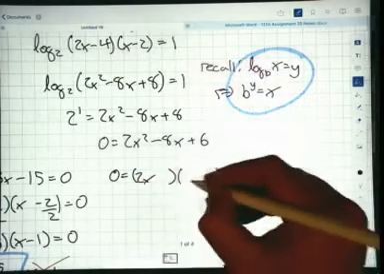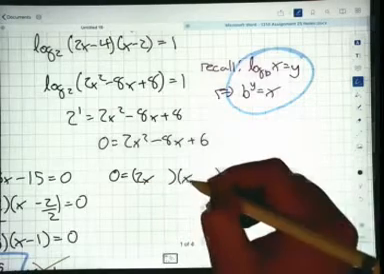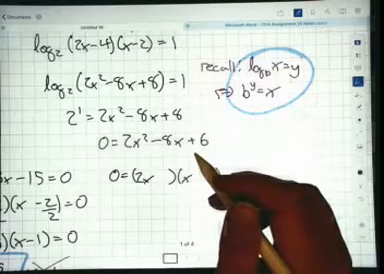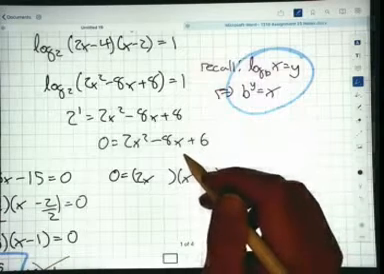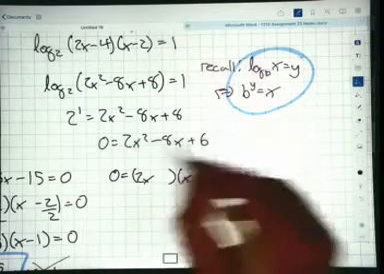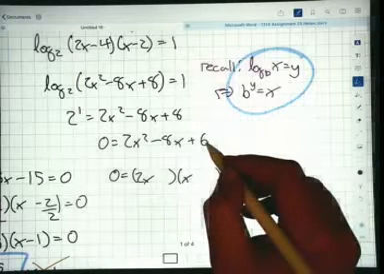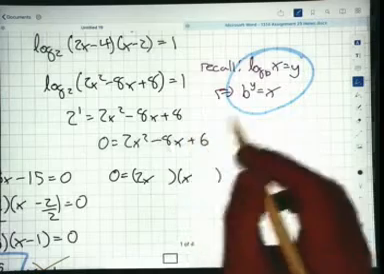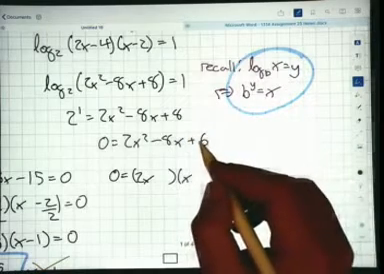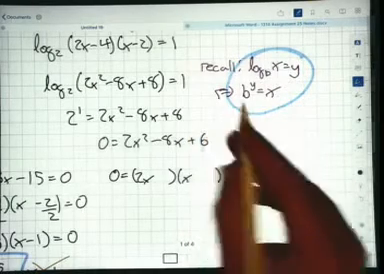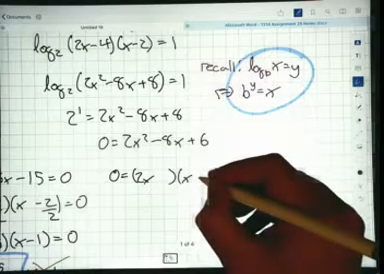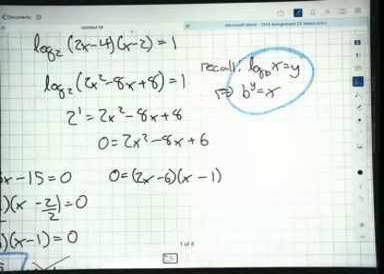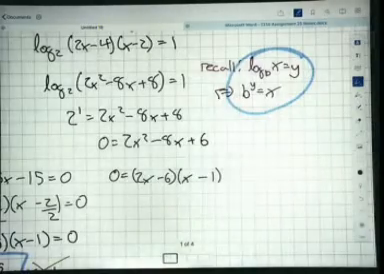I know I need a 2x and an x because 2x times x makes 2x squared. And we need the factors of 2 times 6, which is 12. Factors of 12 that make a negative 8. Well, negative 2 and negative 6. So if I put a negative 1 right there and a negative 6 right there, I think that's going to do it. Let's double check.